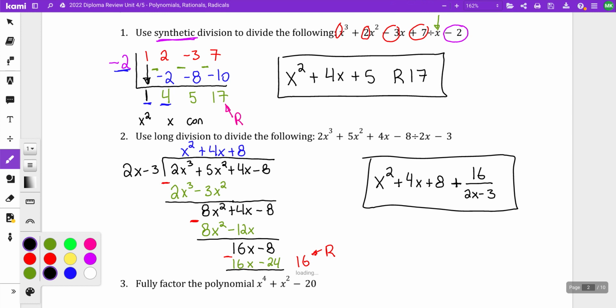So you write the 16 divided by 2x minus 3, or did you write remainder of 16? Both would be legit. If it was written response, both of these would be good. If it's multiple choice, they'll choose. Only one of them will be there.